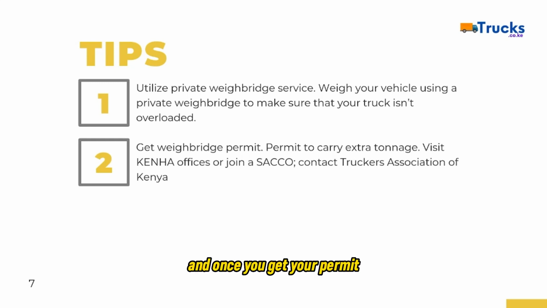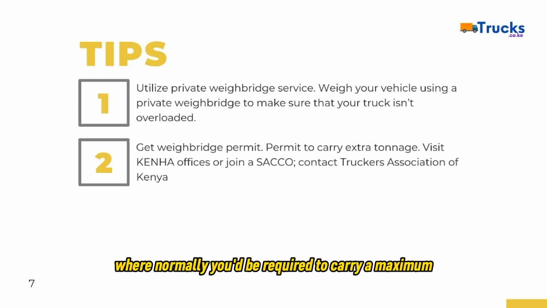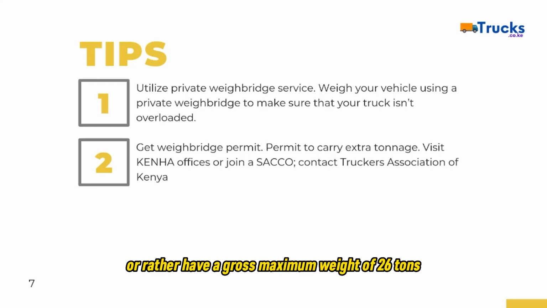Once you get your permit, it will clearly state the number of extra tons which are added. Normally for 10-wheelers and above, it's mainly 2 extra tons, and for the other smaller trucks, it's an extra 1 ton. But it's always good to get the actual current information about this. What this does is help you save on overloading charges and also reduce the risk of overloading. So if you have a 10-wheeler truck, where normally you would be required to have a gross maximum weight of 26 tons, now you can carry up to 28 tons since you have the 2 extra tons from the permit.